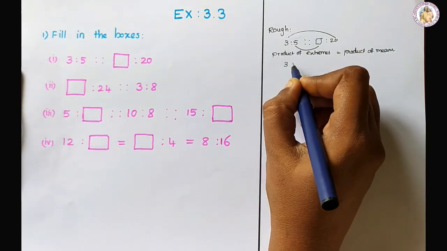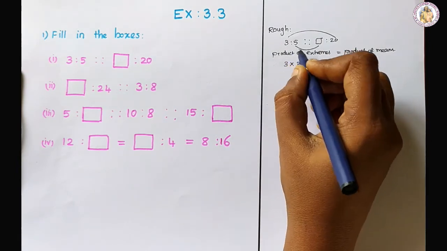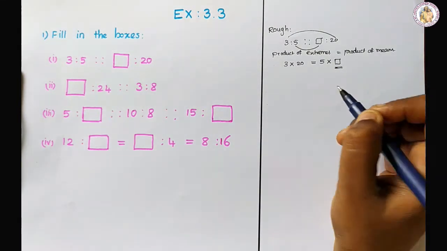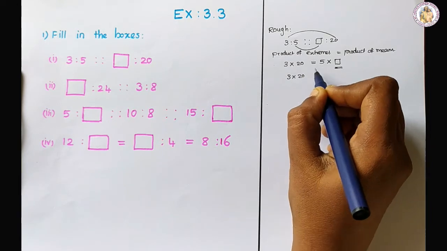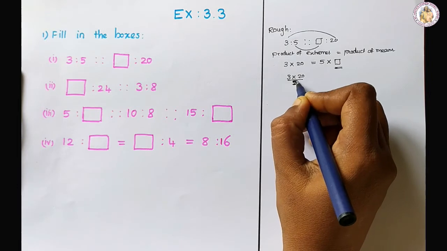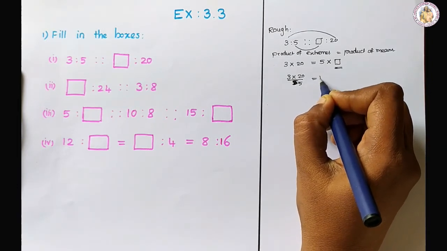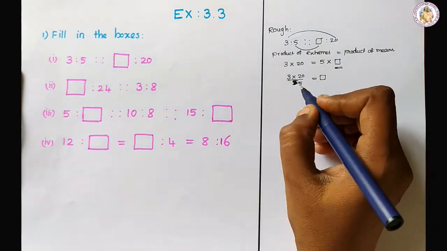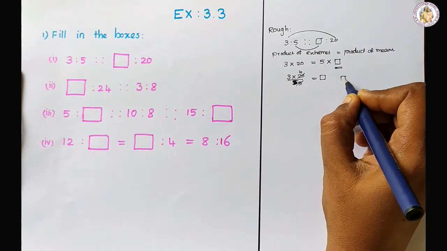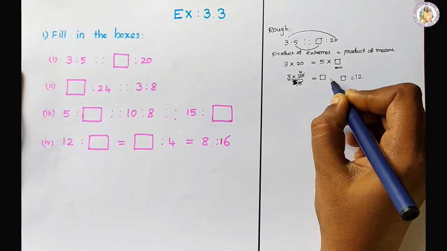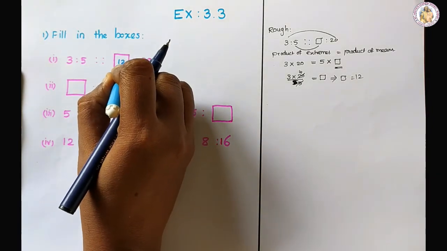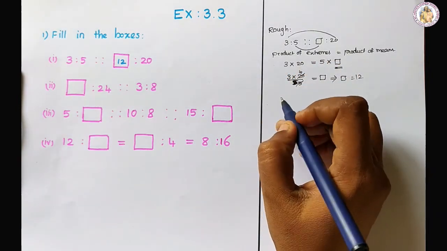Here 3 into 20 equals 5 into that box. We want to find this one. So 3 into 20. Here 5 is in multiplication, bring this side means it becomes division, equal to box. Cancel this one, 4. 3 4s are 12. So box value is 12. So the answer is 12.